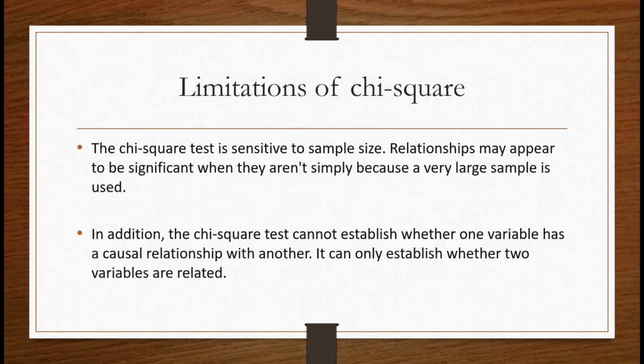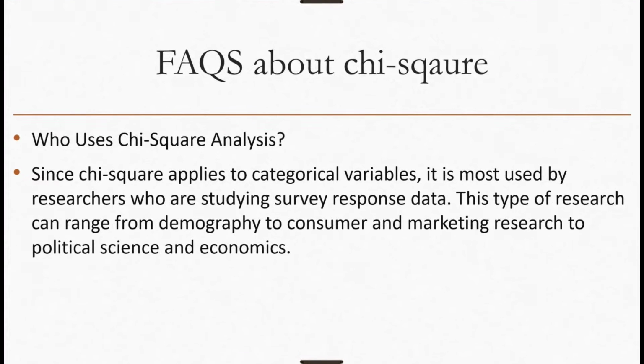Frequently asked questions about chi-square. So who uses chi-square analysis? Since chi-square applies to categorical variables, it is most used by researchers who are studying survey response data. This type of research can range from demography to consumer and marketing research to political science and economics.